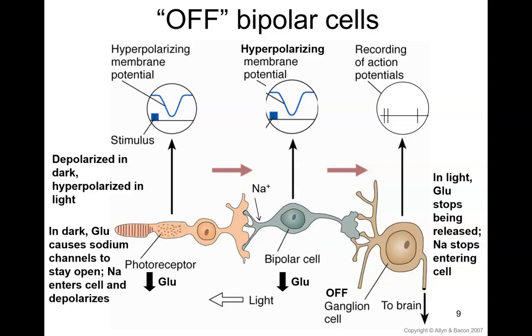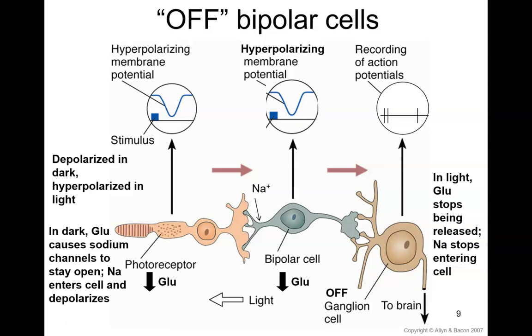Now, photoreceptors are going to be hyperpolarized in the light. Glutamate will stop being released, and this will hyperpolarize the off cell because those glutamate receptors won't be able to cause the sodium channels to open, and sodium will no longer be entering the cell. So glutamate stops being released from the photoreceptors. That causes the sodium channels to close. And because of that, sodium can't enter the cell, and that effectively hyperpolarizes the cell in the light.